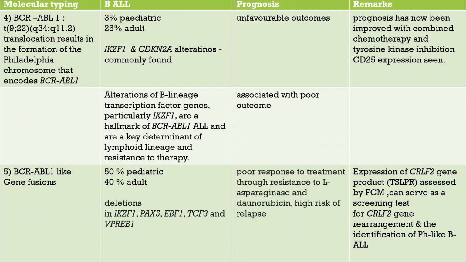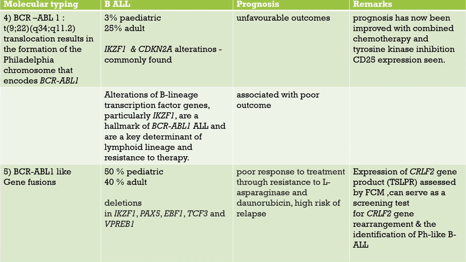Fourth is BCR-ABL1, which is also called the Philadelphia chromosome, translocation 9;22. It is seen in 3% of pediatric ALL and 25% of adult ALL. IKZF1 and CDKN2A alterations are commonly found. The alteration of B lineage transcription factor genes, particularly IKZF1, is the hallmark of Philadelphia ALL or BCR-ABL1 ALL. It is a key determinant of lymphoid lineage and it is responsible for resistance to therapy. It is associated with an unfavorable outcome.